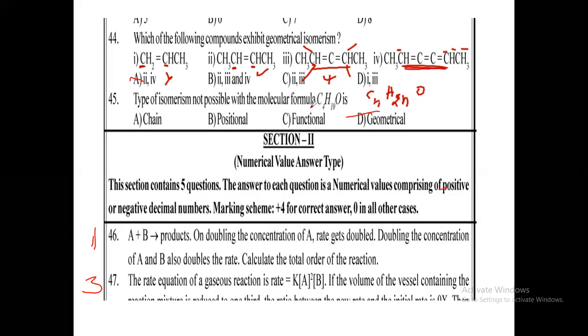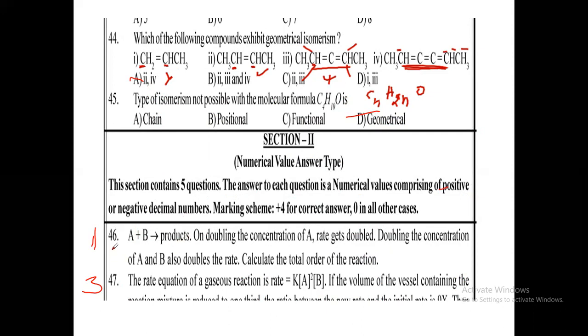Double bond equivalent, if it is 0, can it have any double bond? If double bond equivalent is 0, it cannot have a double bond. If it cannot have a double bond, it cannot show geometrical isomerism. Yes, this formula can show functional isomerism. Alcohol functional group may be possible, ether may be possible. Position is also possible here. Methoxy is possible; 1 methoxy, 2 methoxy we can take like that. Chain isomerism is possible. Only geometrical is not possible in this molecule.